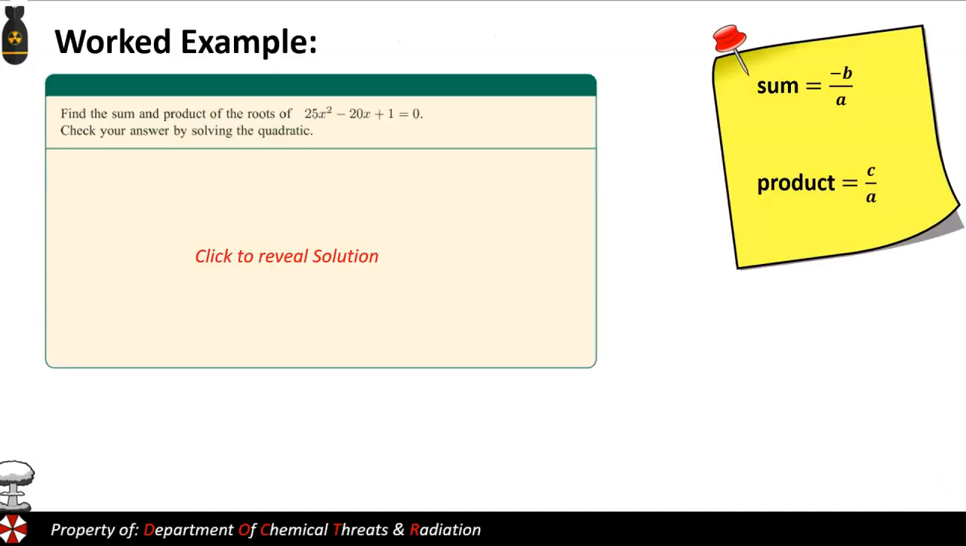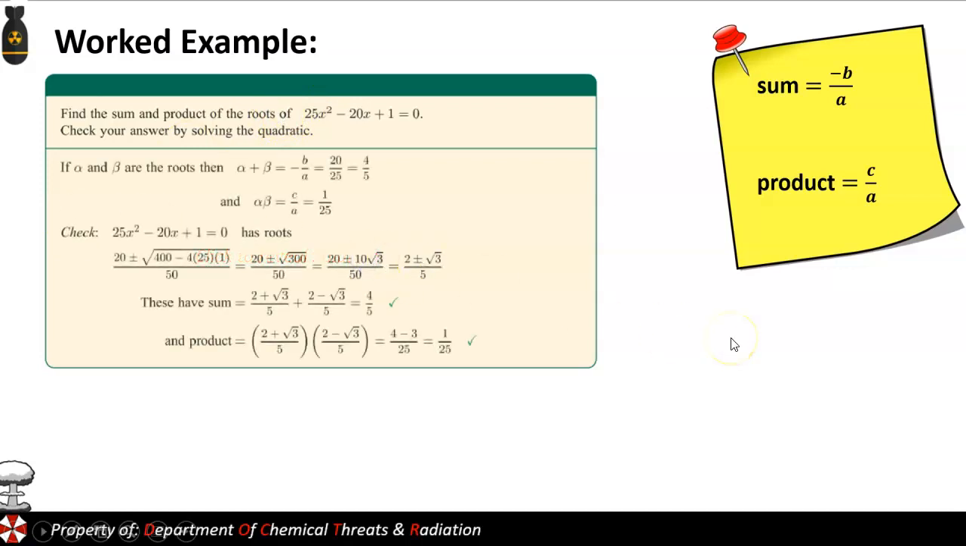So let's take a look. Find the sum and product of the roots. Check your answer by solving the quadratic. Remember, if alpha and beta are the roots, then alpha plus beta equals negative b on a. So we get 20 on 25, which is 4 on 5. And alpha times beta is c on a. This is just the rule. This is something I would highly recommend you write down somewhere as you start generating your formula sheets for tests and quizzes. We've got c on a is 1 on 25.